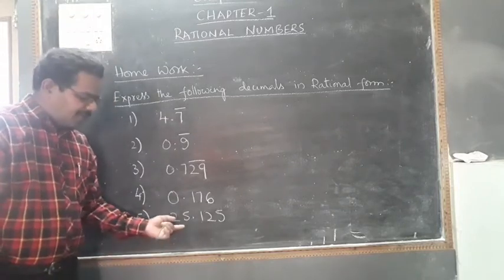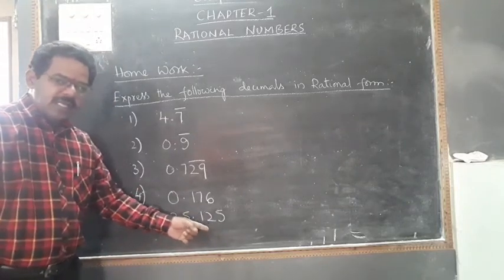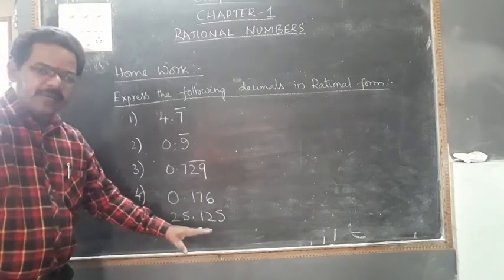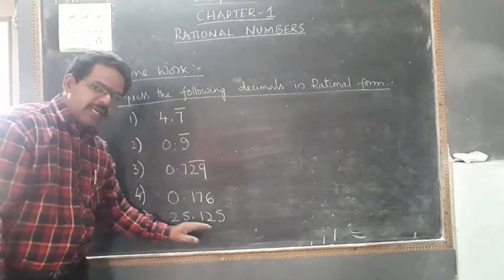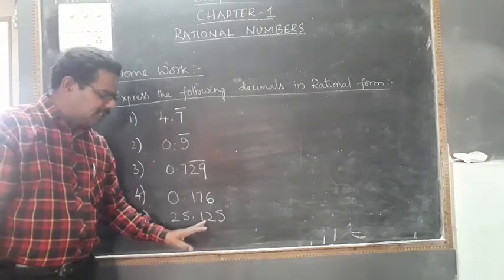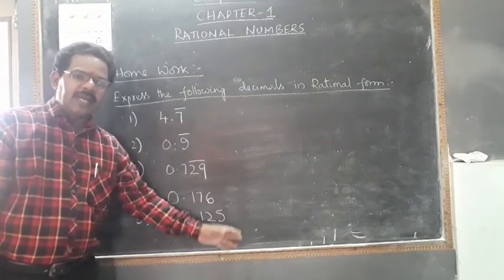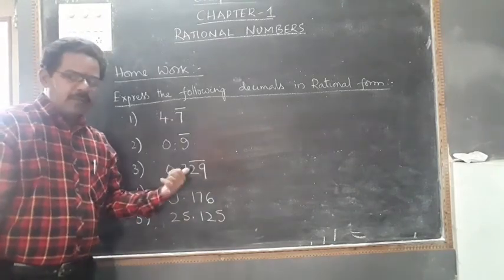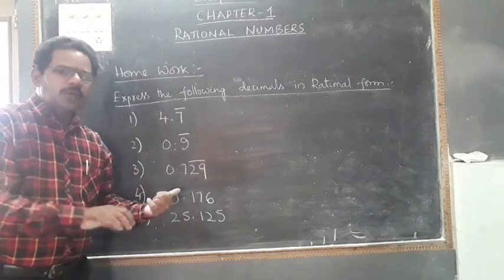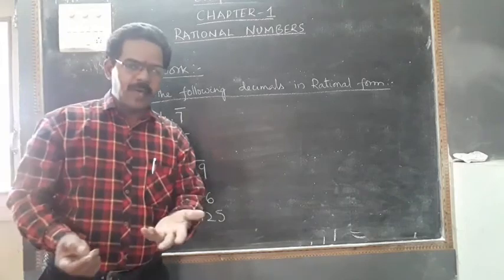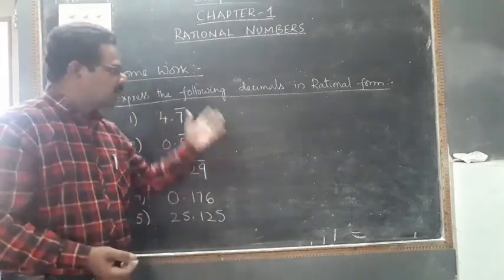Next the last one is 25.125. Here also there is no bar, that means it is also a terminating decimal. So for this terminating decimal, after the decimal you have 3 digits, so you have to multiply and divide with 1000. Okay. So please look at the board and note down the sums. Do your own and send it to me through my WhatsApp number. Okay. Please note down.